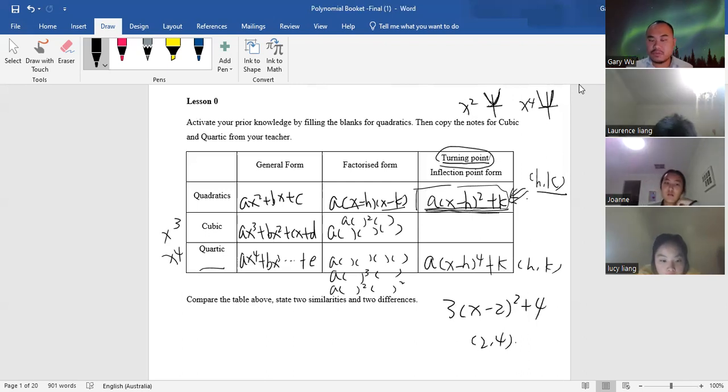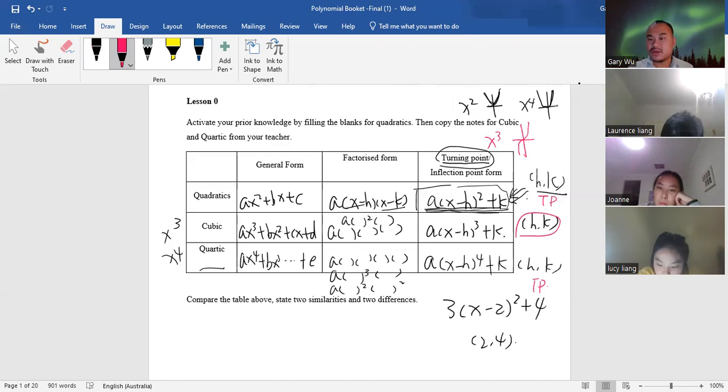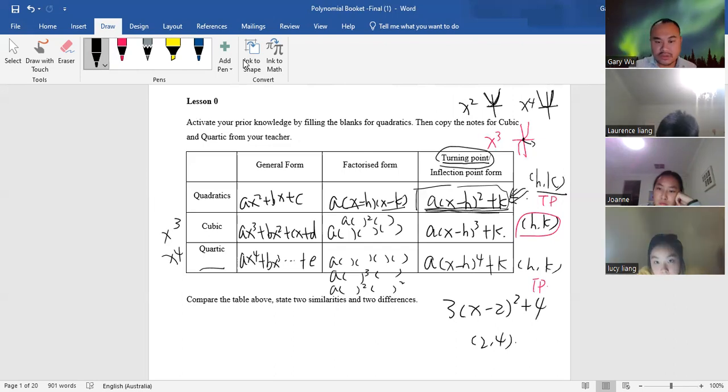The reason why I skipped cubic is because, first of all, the equation is still the same idea, a(x minus h) to the power 3 plus k. But we don't say (h, k) is a turning point. This is a turning point and this is a turning point, but this one is not a turning point, because the basic shape of this is something like this. As you can see, there's no turning point here. And we say this point in the middle, 0, 0, is a stationary point of inflection. So here's the word.